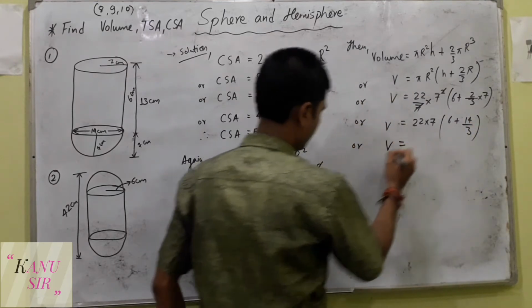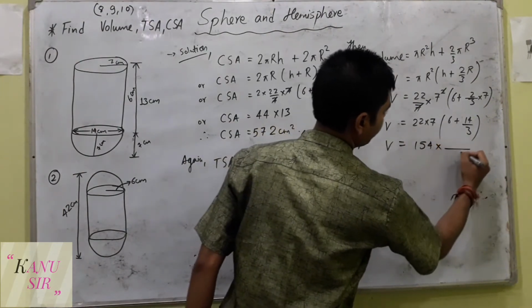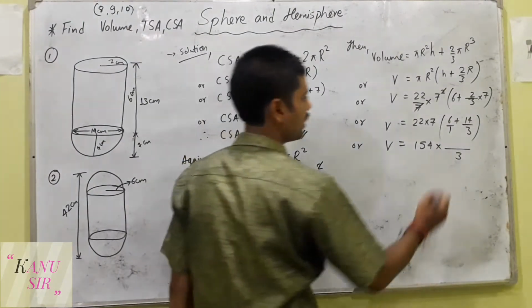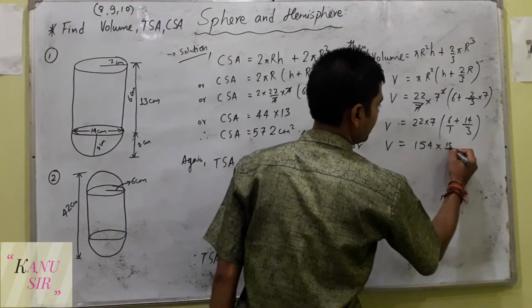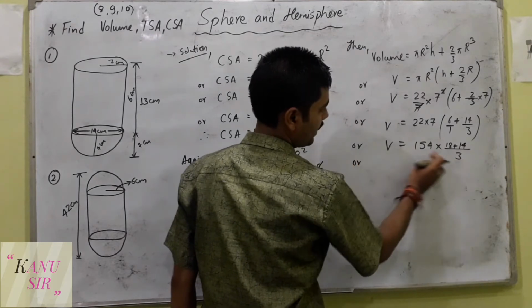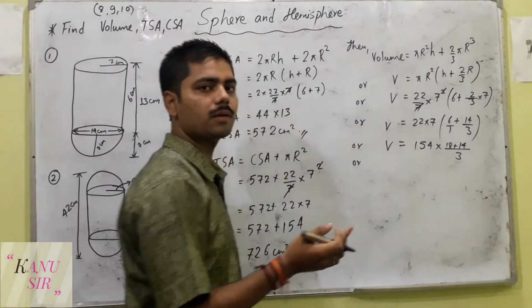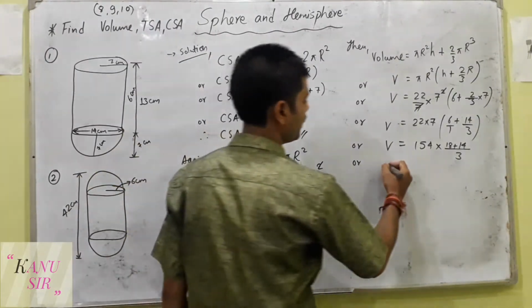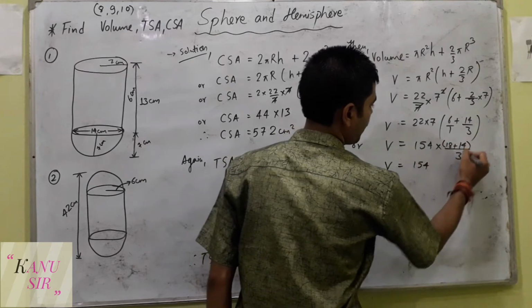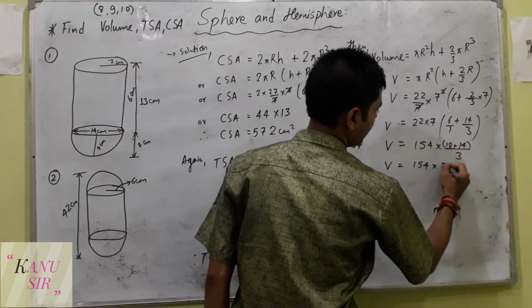Or V equals to 154 into, taking LCM as 3, because the denominator of 6 is 1, then 6 times 3 is 18 plus 14. Let us see we can divide this or not. 5 plus 1, 6 plus 4, 10. 10 is not a multiple of 3, so it is not divisible by 3. We have to continue. 154 and 8 plus 4, 12 to 1 and 3.